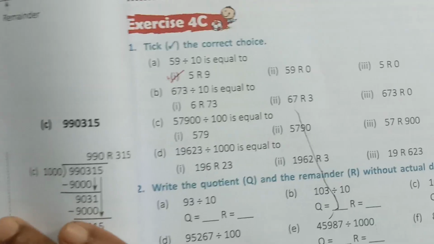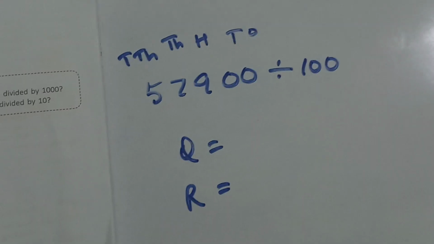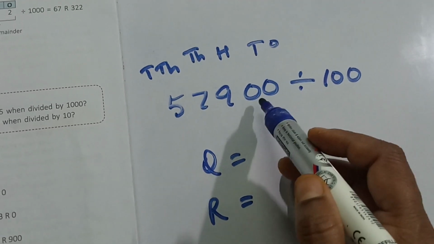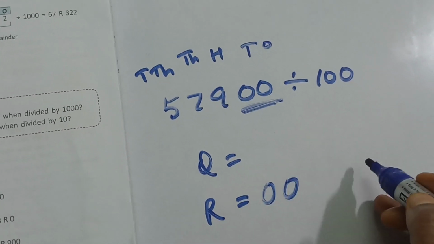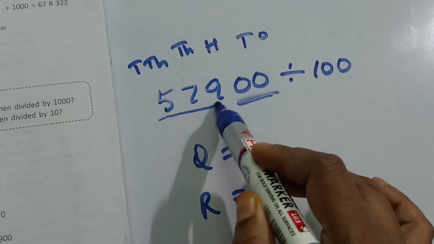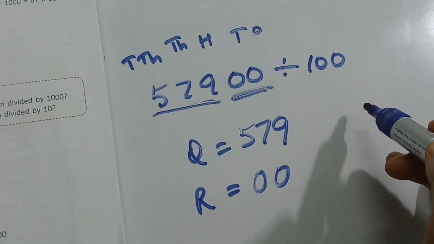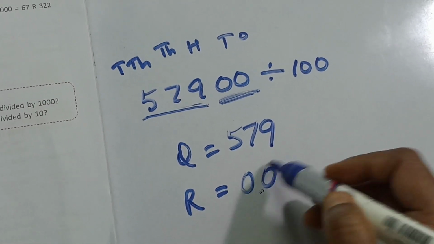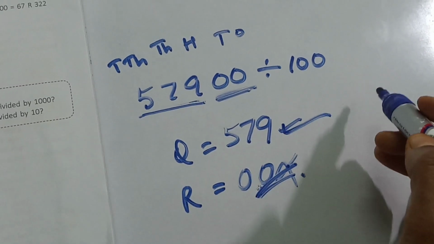Moving to question number C, children. Here you have to divide by 100. So remember your rule. When we divide by 100, the number formed by the ones and the tens digits is your remainder, and the leftover digits at the higher places are your quotient, 579. But children, here the remainder is 00. You can ignore it. So your quotient is 579.